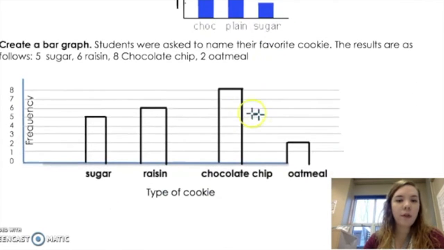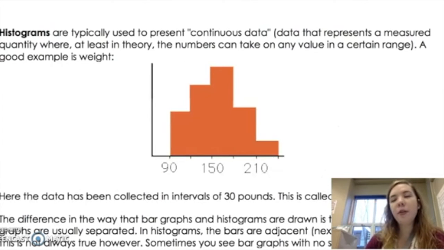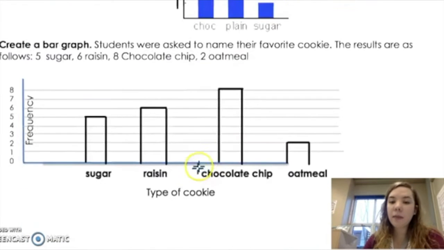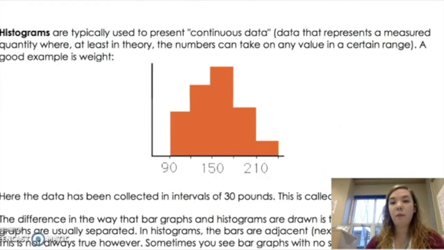Okay, so that's our first page. We talked about a dot plot and a bar graph. Histograms are very similar to bar graphs. In fact, they often get confused with bar graphs. Bar graphs typically have space in between. They don't have to, but they typically do. They could be all squished together. Histograms never have space in between because it's continuous data.